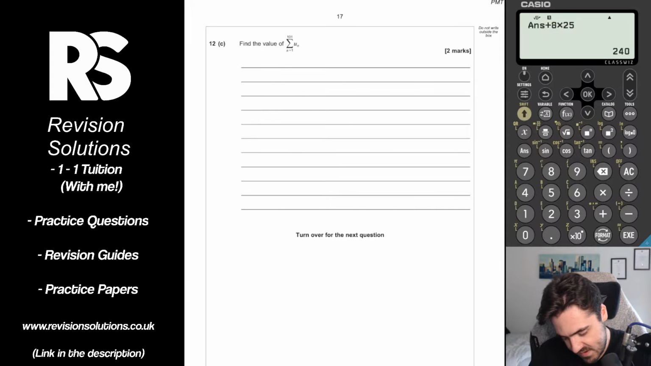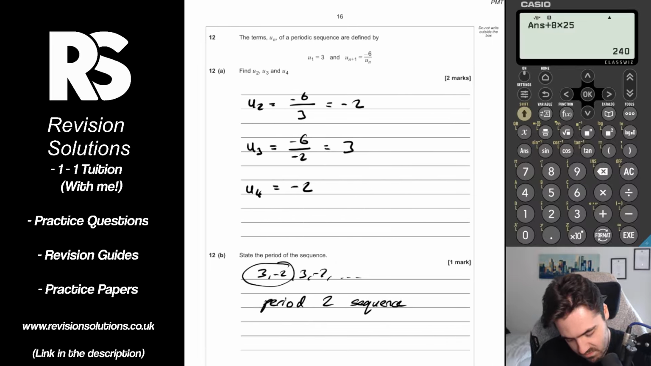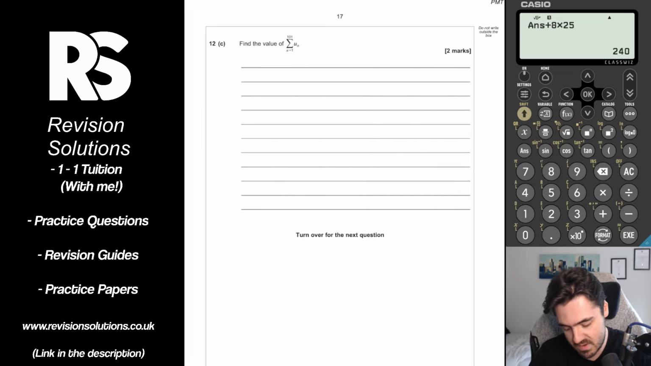Then it says, find the value of the sum of this sequence from the first term to the 101st term. So the way to think about that is, how many lots of this period can we get in? Well, we can get 50 lots of 2 into 100, and then there would be 1 remaining at the end. So it would be 50 lots of 3 minus 2, and then plus the remaining term would just be the 3 again. So that's 3 minus 2 is just 1, so it's 50 times 1 plus the 3, that's 53.